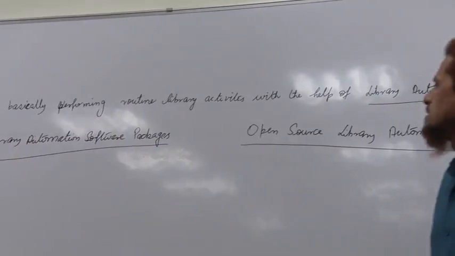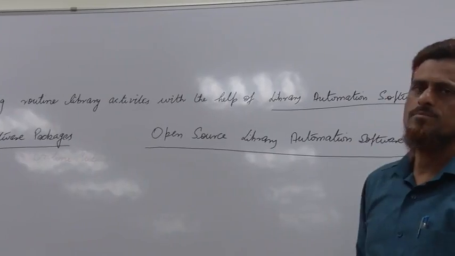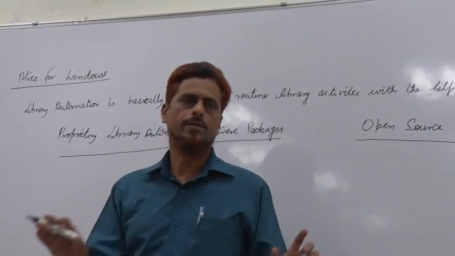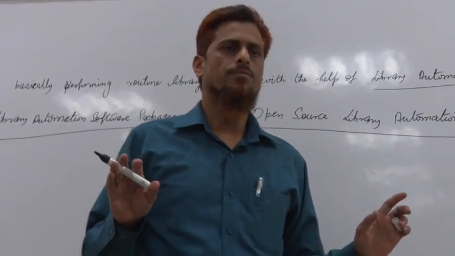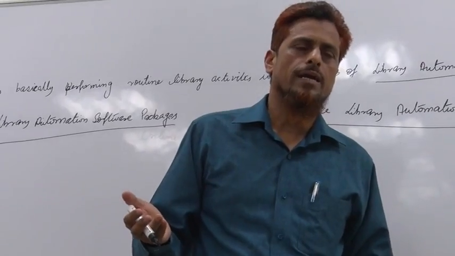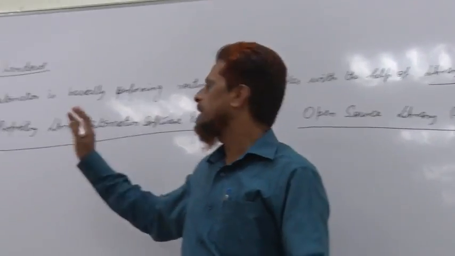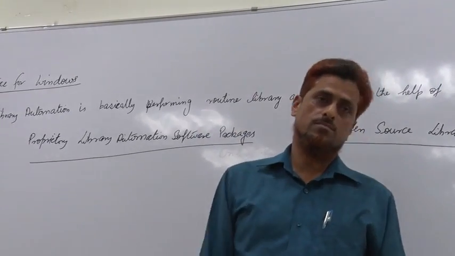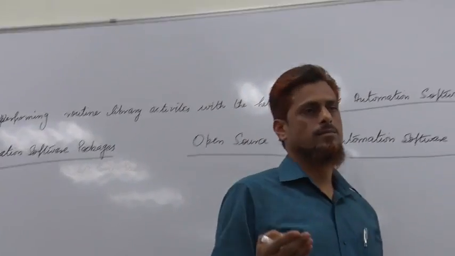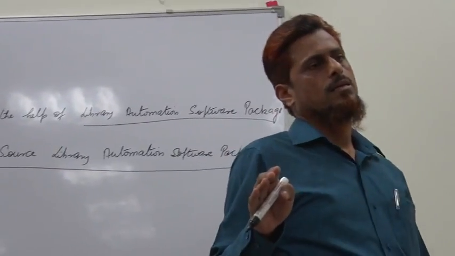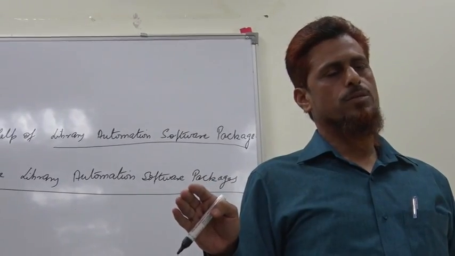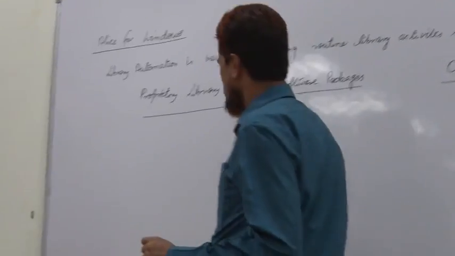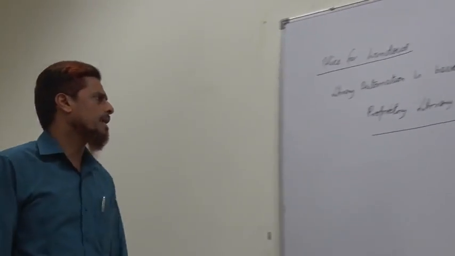Here, code is known. Here, code is unknown, being kept secret by the firms who design and develop these kinds of library automation software packages. If the code is known to us, we can meddle, we can interfere in the affairs of the library automation software packages, which is of course not desirable by the proprietors.